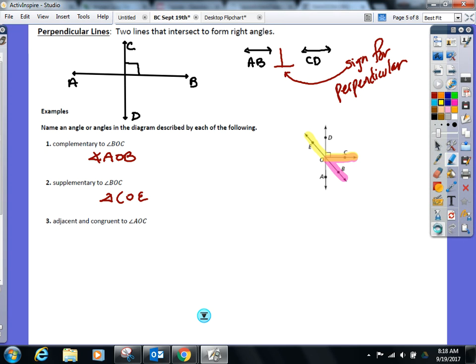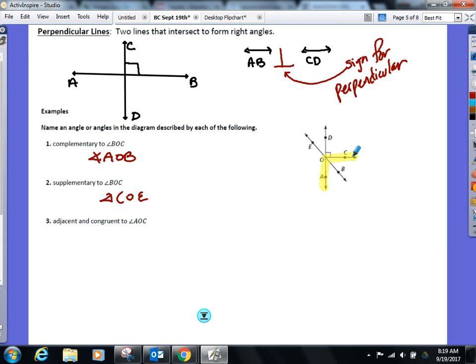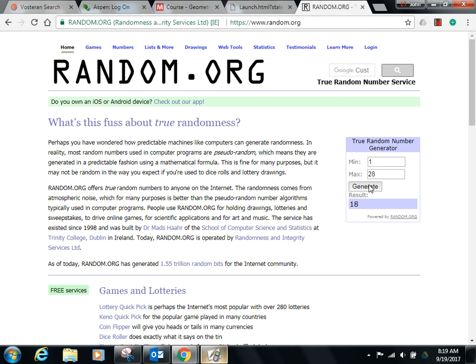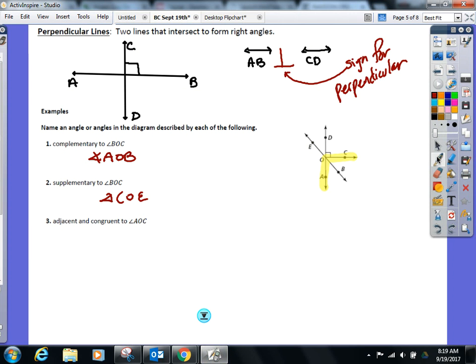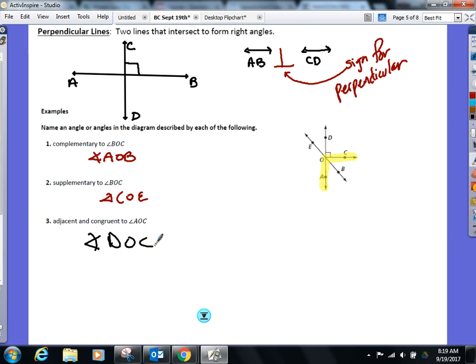Everyone see that one? I'll highlight it in case you don't. Here's BOC, and here's COE, the one you just gave me. This forms a straight line. And then adjacent and congruent to AOC. So here's AOC. Give me one that's adjacent and congruent. Adjacent, next to, and it's got to be congruent to AOC. Not too bad, I hope. Here we go, 24. DOC, you got it. The other right angle that's next to it.